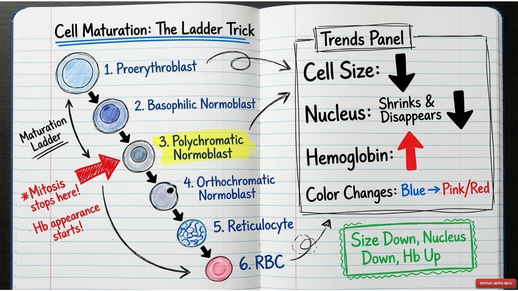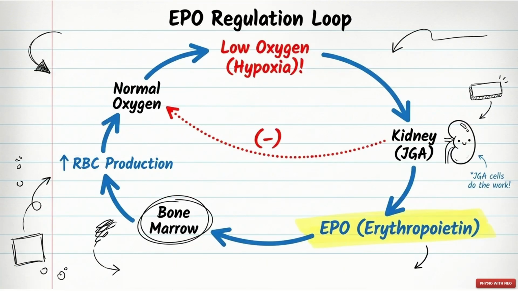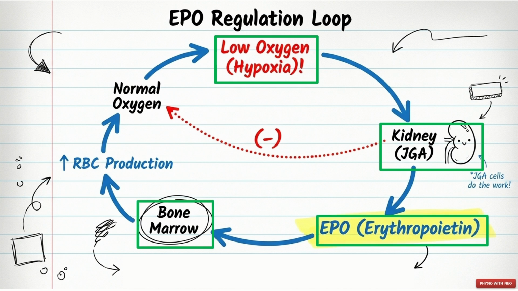But what tells this bone marrow to start making more RBCs? This is probably the easiest regulation mechanism in physiology. Imagine your body notices low oxygen. Low oxygen says, help, we need more RBCs. Who hears the call? The kidney. The kidney releases erythropoietin. Erythropoietin stimulates bone marrow and bone marrow makes more RBCs. And oxygen becomes normal. Problem solved.